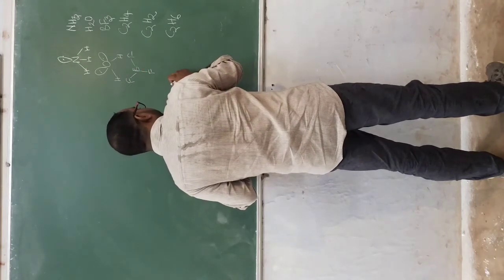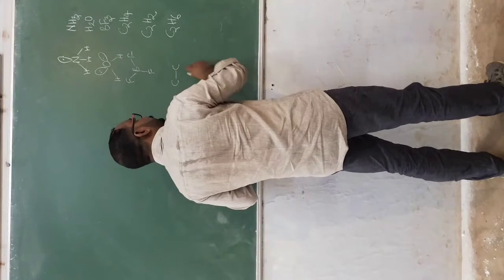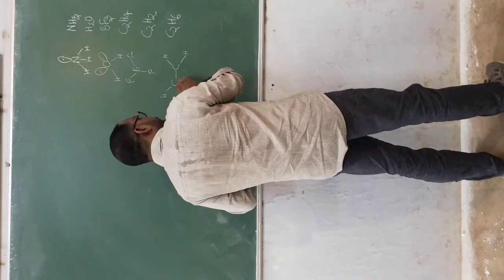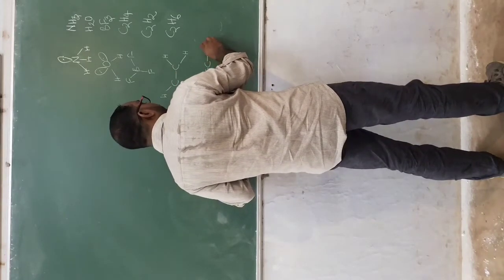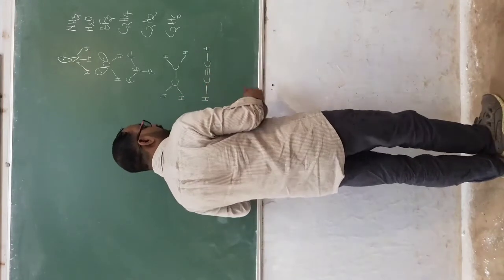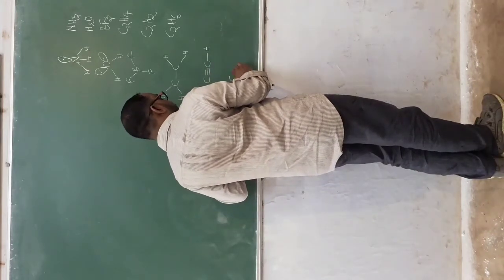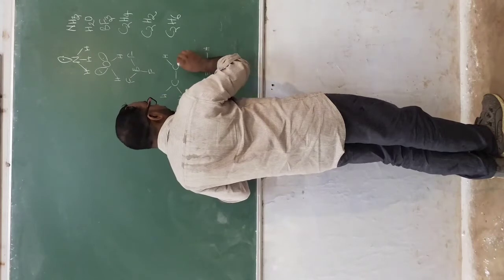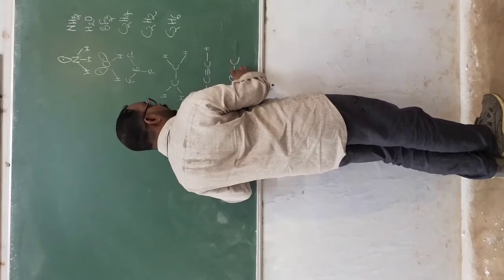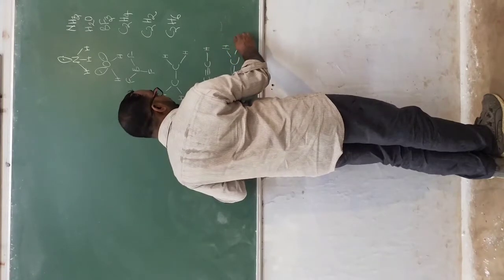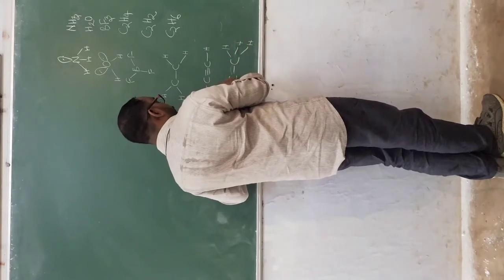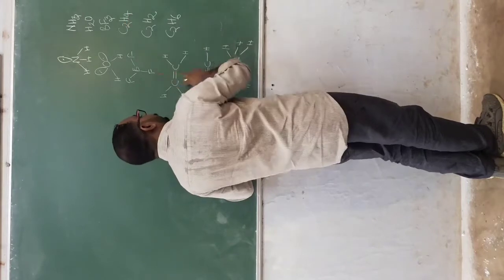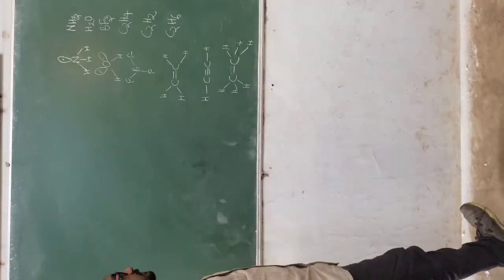If you take C2H4, there is a double bond between the two carbon atoms, and each carbon atom is attached to two hydrogen atoms. C2H2 has a triple bond between the two carbon atoms, and each carbon is attached to one hydrogen atom. For C2H6, there is a single bond between the two carbon atoms, and three hydrogen atoms are connected to each carbon atom. That's all. This is the simple Lewis structure.